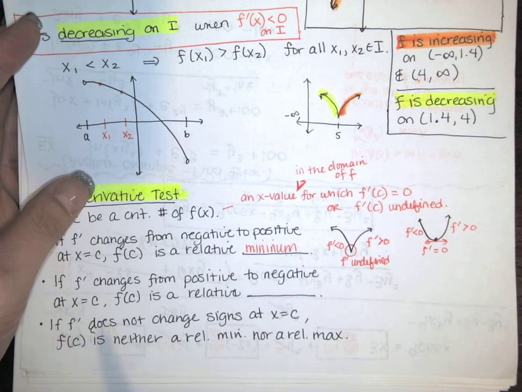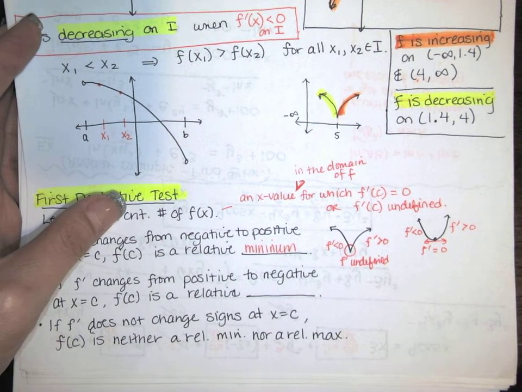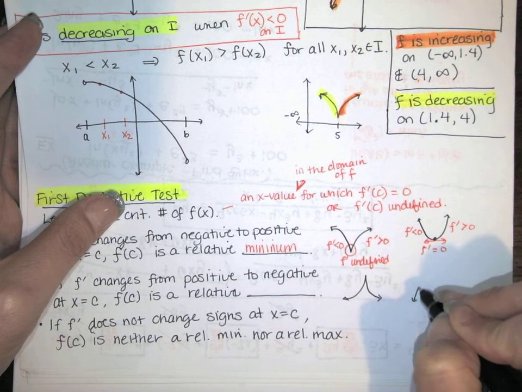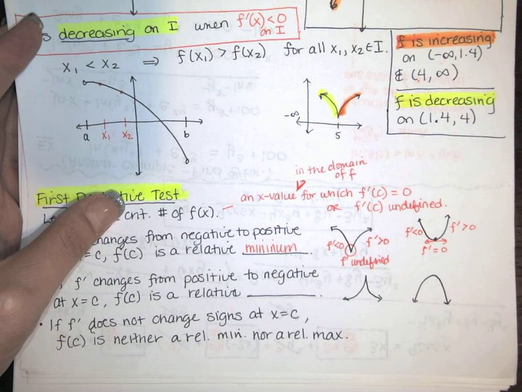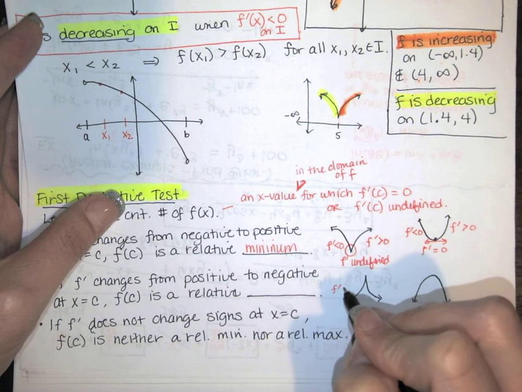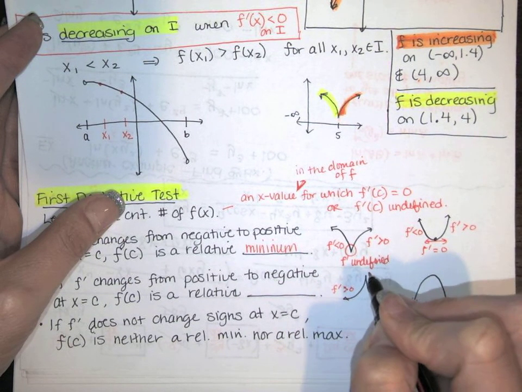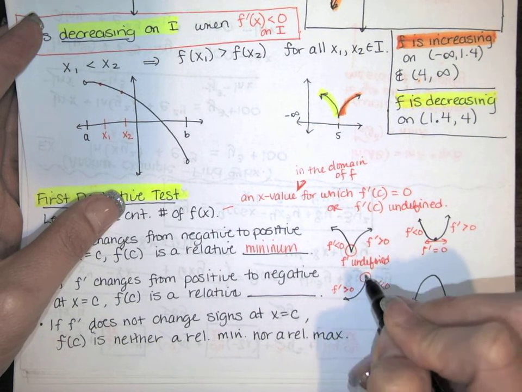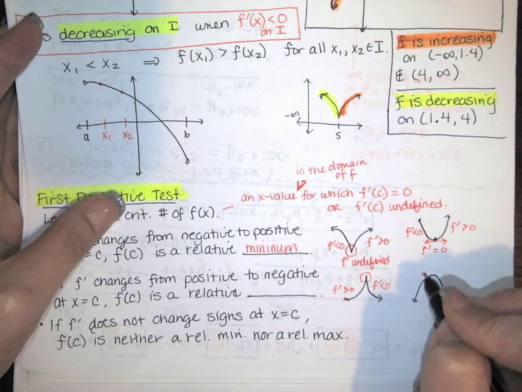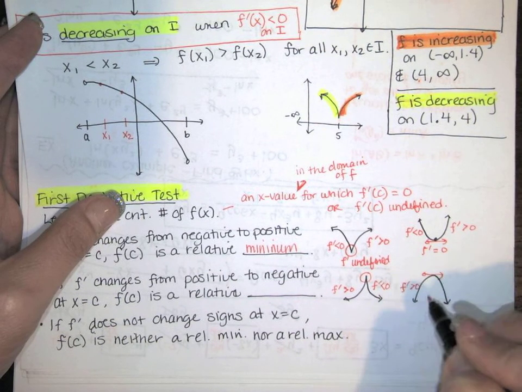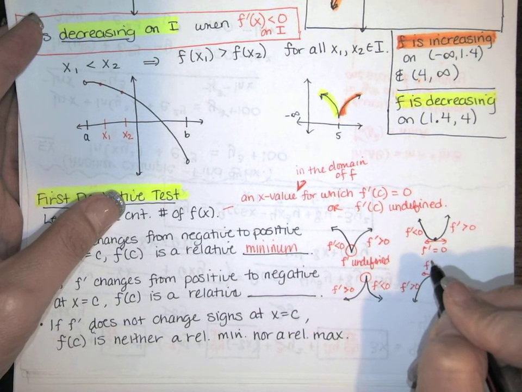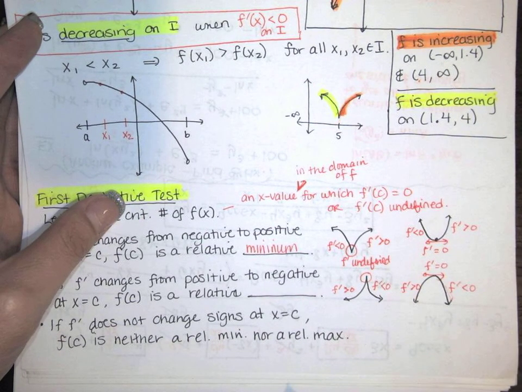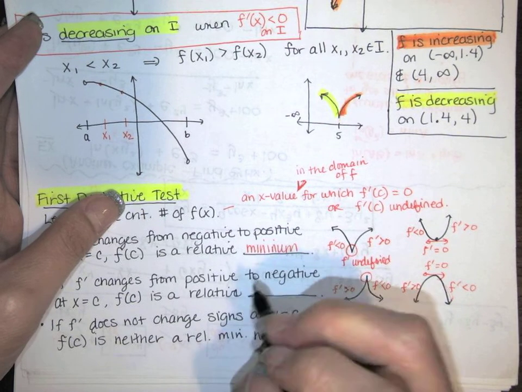Now if f prime changes sign from positive to negative, so maybe it's going from positive to negative in one of those two ways. So f prime is positive, that means it's increasing. Then the derivative is undefined. Then the function's decreasing, so f prime is negative. Or we've got f prime positive, so the function's increasing. Then we've got 0 slope at the top. Then f prime is negative, so it's decreasing. Well then, we're going to have a max.